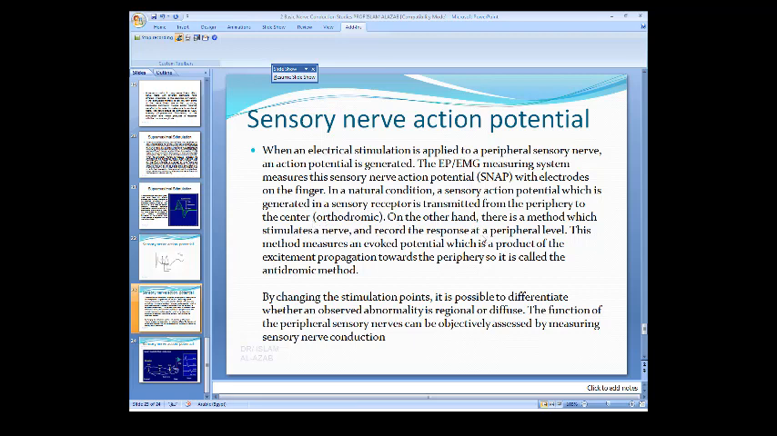On the other hand, there is a method which stimulates a nerve and records the response at a peripheral level. This method measures an evoked potential which is a product of the excitement propagation towards the periphery, so it is called the antidromic method. By changing the stimulation points, it is possible to differentiate whether an observed abnormality is regional or diffuse. The function of the peripheral sensory nerves can be objectively assessed by measuring sensory nerve conduction.